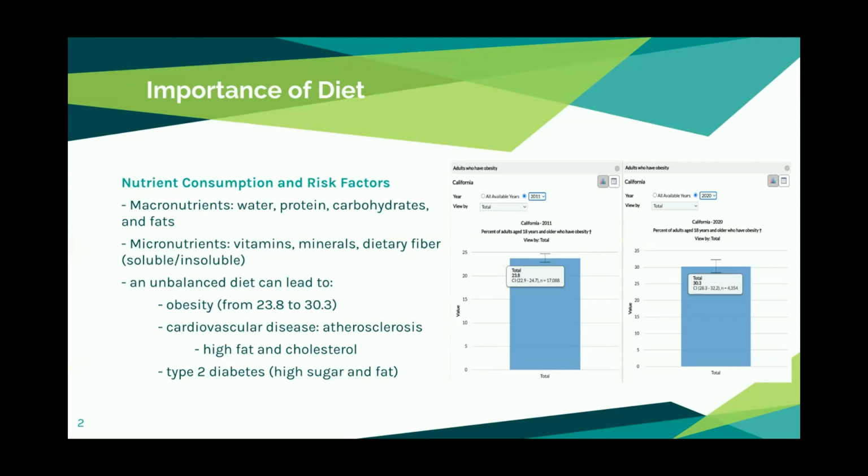On the other hand, an unbalanced diet can lead to a variety of diseases and problems, including type 2 diabetes, obesity, hypertension, and cardiovascular disease, or certain types of cancer. First, an unhealthy diet can lead to obesity, which can in turn trigger the development of other diseases. From the graph on the right from CDC, we can see that the percentage of adults aged 18 years and older who have obesity in California has increased from 23.8 in 2011 to 30.3 in 2020.